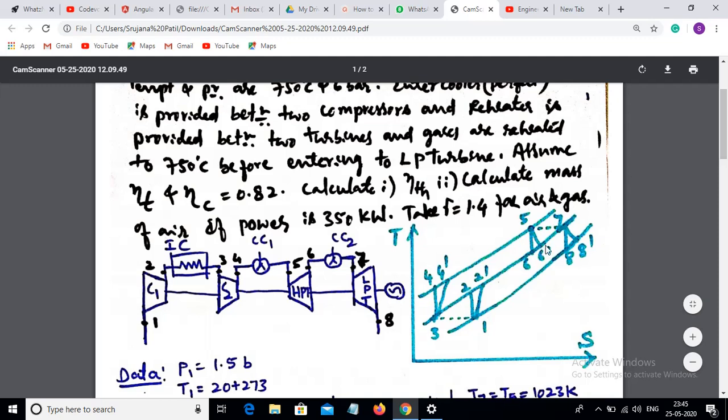At T6 dash temperature and pressure of 3 bar, that is intermediate pressure, the gases will enter the second combustion chamber, so that its temperature will be increased to T7, such that T7 must be equal to T5. At T7 temperature, 750 degrees centigrade, and the pressure of 3 bar, the gases will expand in the LP turbine to what pressure? P8. P8 is nothing but P1, 1.5 bar, and temperature will decrease from T7 to T8 dash. So these values must be calculated.